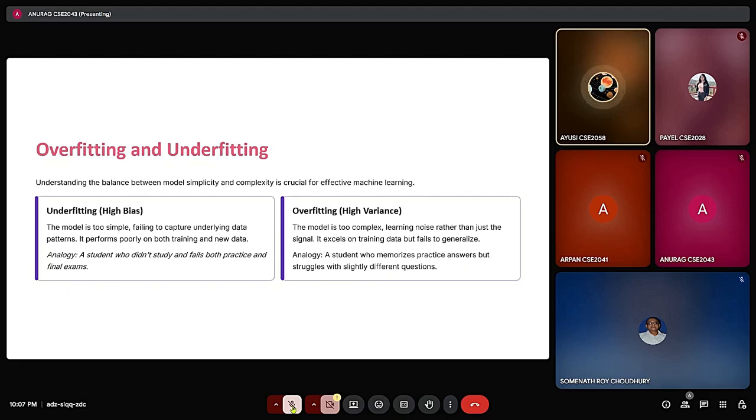A simple analogy is to think of a student who doesn't study at all and fails both their practice and final exams. Overfitting, or high variance, is just the opposite of the underfitting problem. This happens when the model is too complex and learns the noise and random fluctuations in the training data rather than just the core signal. We can think of it as a student who memorizes answers for a practice test but then struggles when the questions are slightly different from the real exam. Moving to the next slide.